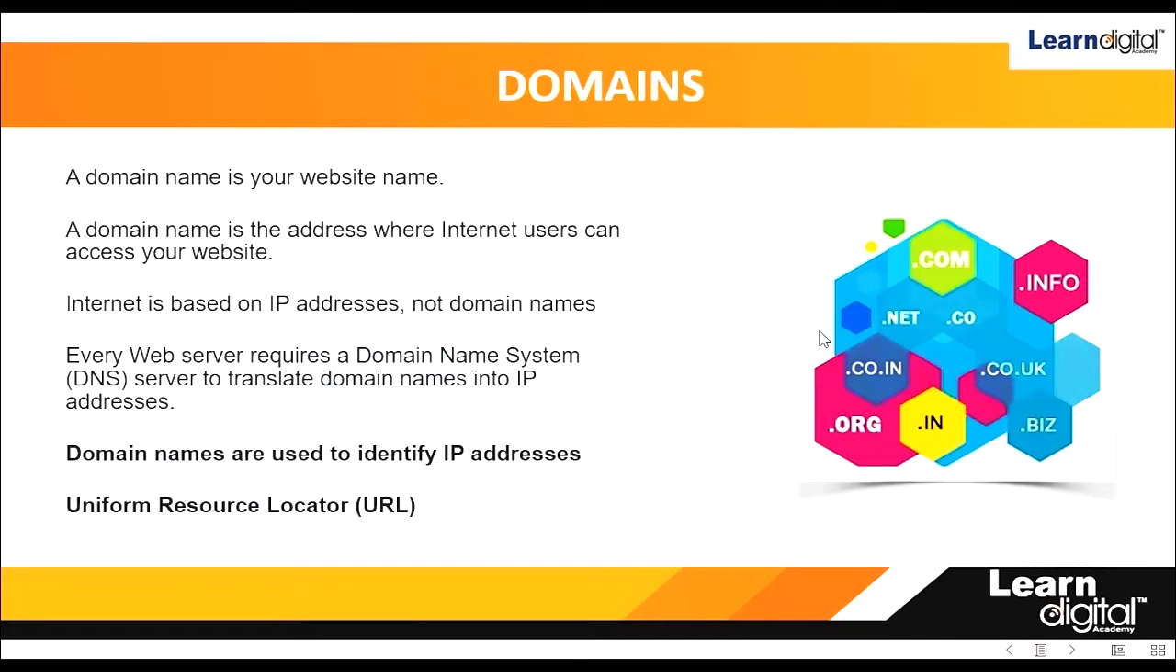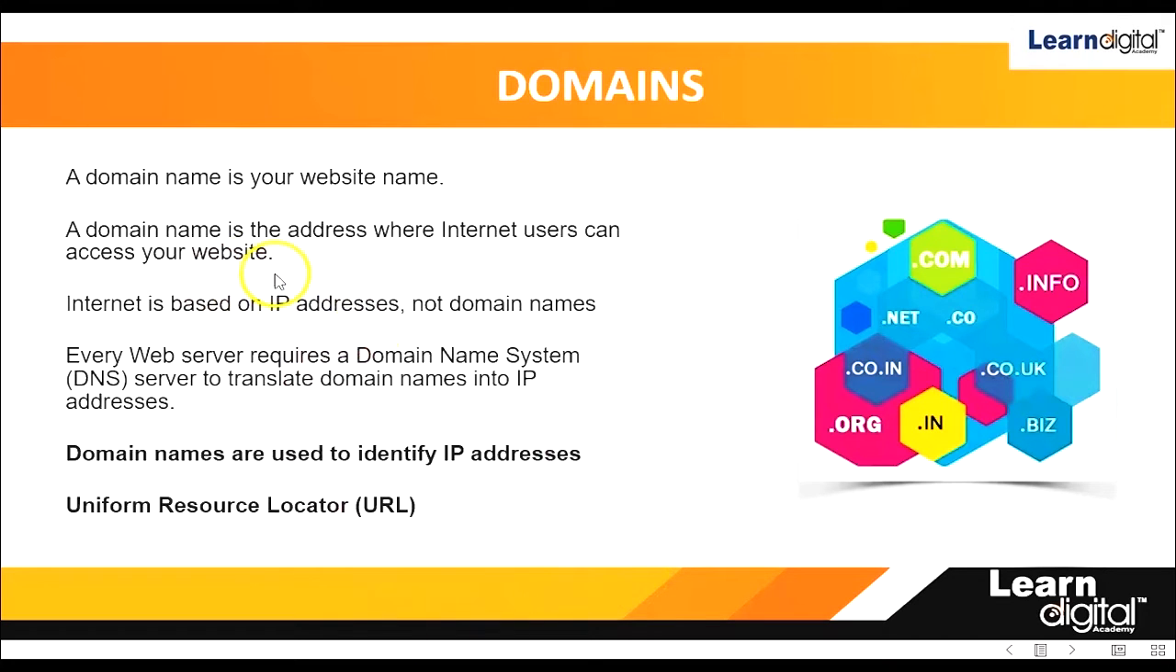Next, domain. Now we were talking about domain. A domain is nothing but a website name, and these are called the extensions, right? A domain name is used to identify IP addresses. For human beings, a domain is just a name for understanding, but for a machine it is just like a number, so we can say a binary number.